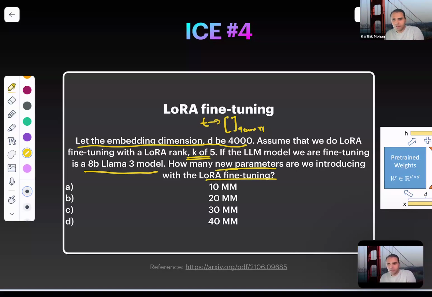So how many new parameters are we introducing? Take a look at these numbers, and what we just discussed on the low rank factorization and the weight matrices and how they're factorized into A and B, and map out these numbers to A and B, and then you can figure out how many new parameters are being introduced.